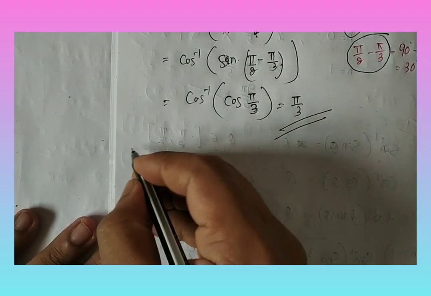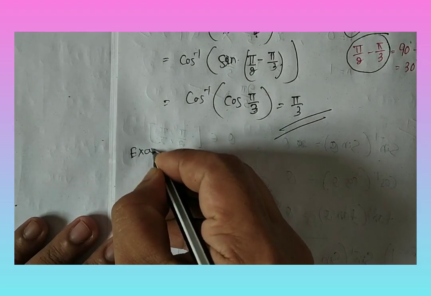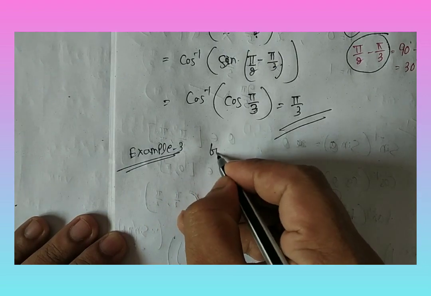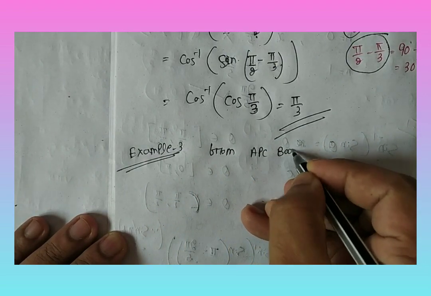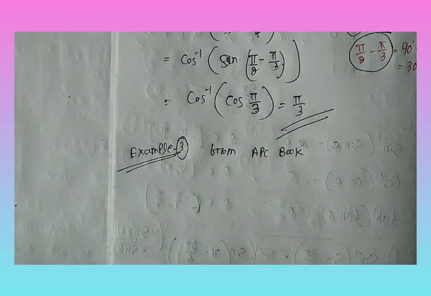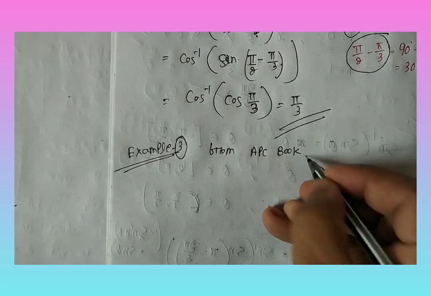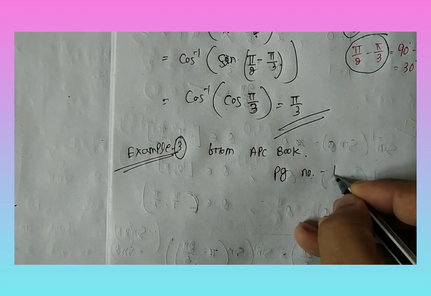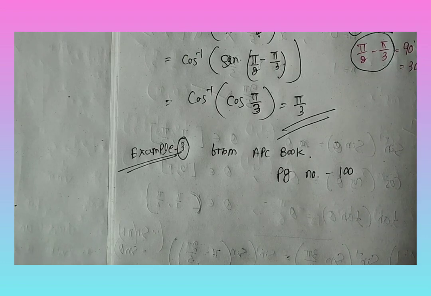Now, do one thing. Example number 3 from your APC book. This example number 3 contains 5 bits, like this type of questions, we can do it. Page number 100 and 101, either 101 or 99.